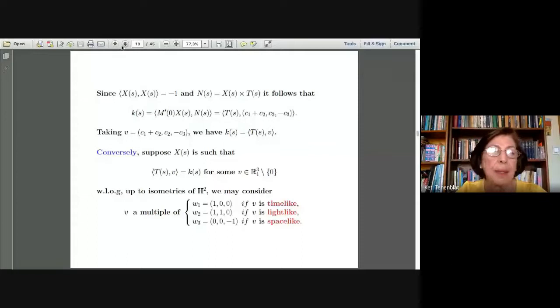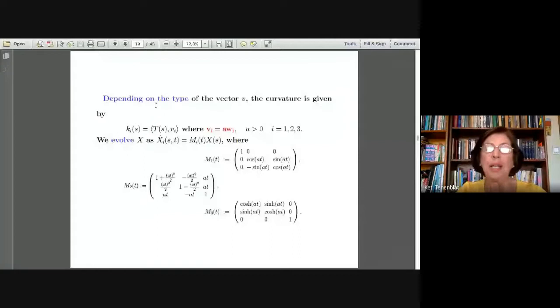So depending on the type of the vector v, the curvature will be the tangent times vi, where vi is a multiple of those vectors wi. Certainly you can change the signs of the w, but the important thing is just to show that because of that, you will find a family of curves, so the curve shortening flow. So you have to define a flow. And so what we will do is define the flow according to the type of the vector.